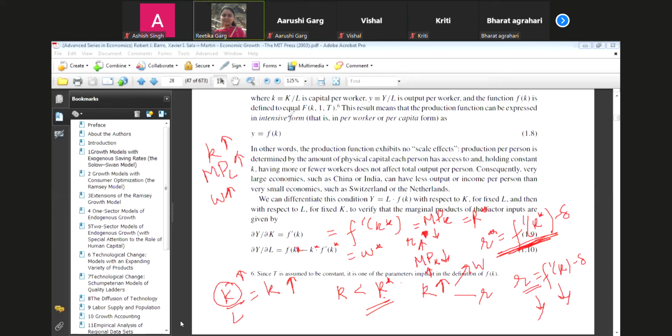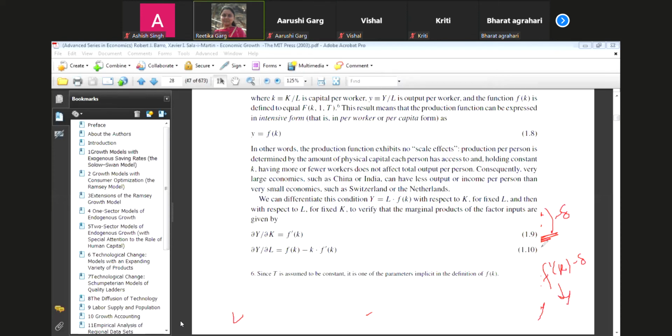You can check this also mathematically. For rental rates it's very straightforward: if the marginal product of capital rises, the rental rate rises, and if it falls, then the rental rate will also fall. It is very straightforward to see. But from this equation, it's not very straightforward. So you can just check for yourself. You can differentiate.